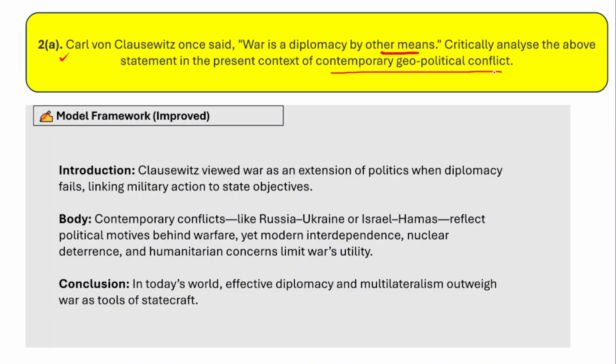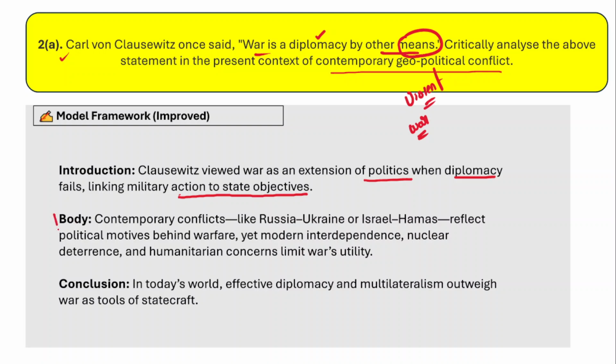And in fact, Karl von Clausewitz once said that war is a diplomacy by other means. So it's actually diplomacy, but it uses other means. For example, it uses violent means, but war is also part of diplomacy. And this statement you need to critically analyze by giving the contemporary geopolitical examples, right? So in the introduction, war is an extension of politics when diplomacy fails, linking military action to state objectives.